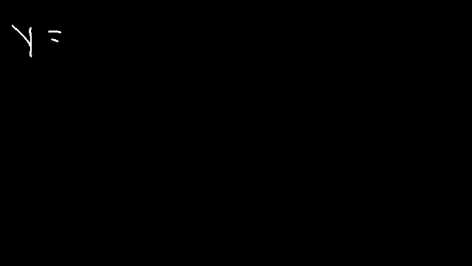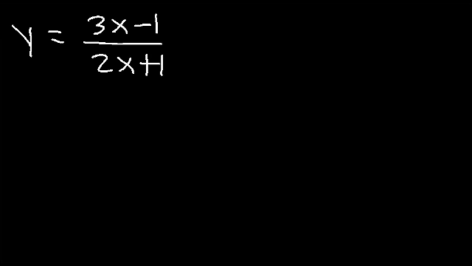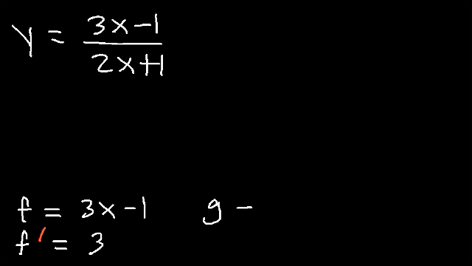So let's say y is equal to 3x minus 1 divided by 2x plus 1. So therefore we can see that f, the top part of the function, is 3x minus 1. F prime is equal to the derivative of 3x minus 1. The derivative of 3x is 3. The derivative of the constant negative 1 is just 0. Now g is the bottom part of the function, 2x plus 1. So g prime is simply 2.